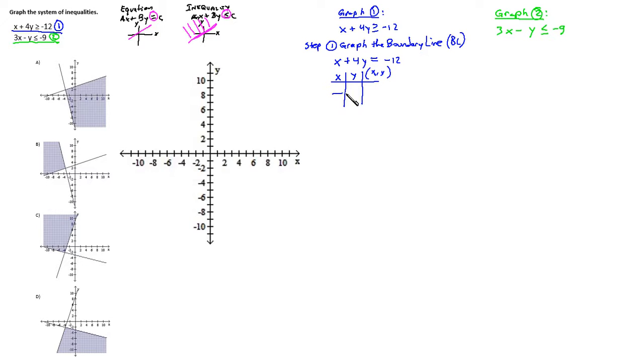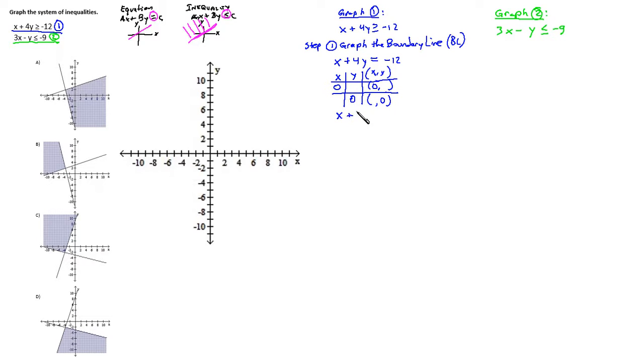I'm going to make a little coordinate table. Graphing by intercepts means we're going to use zeros for each variable and solve for the other variable. So 0 for x, we're going to solve for y. 0 for y, we're going to solve for x. Now, get ready for substitution.